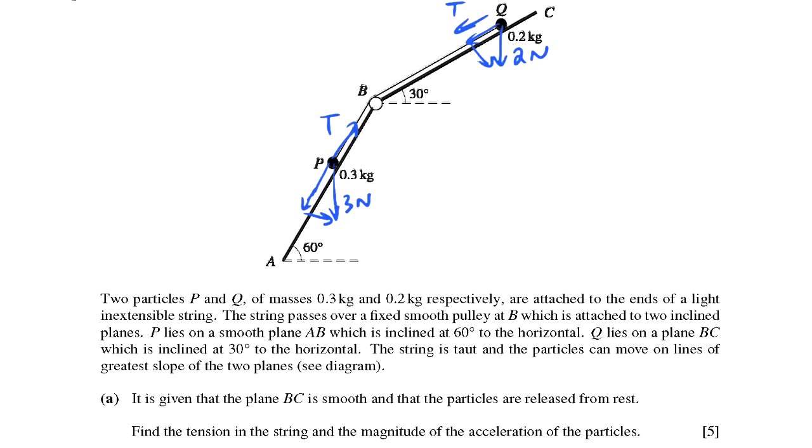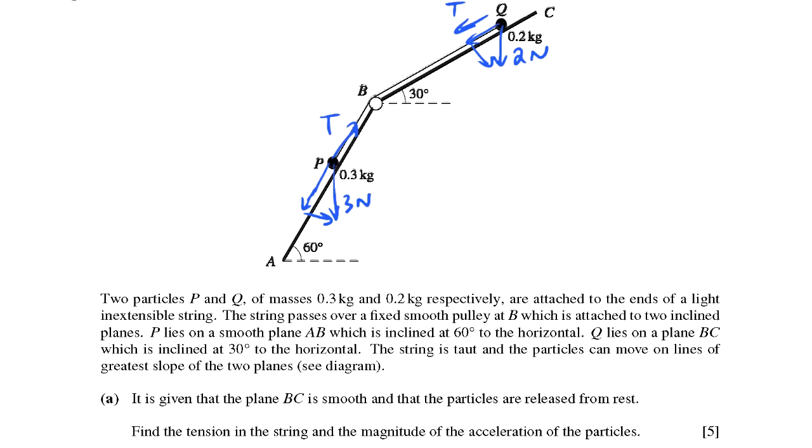Part A, it's given that the plane BC is smooth. All right, that's really nice. There's no friction on BC, and the particles are released from rest. Find the tension in the string and the magnitude of the acceleration. Okay, so to do that, we're just going to create a force equation for each of the objects and each of the particles, and that should do the job for us.